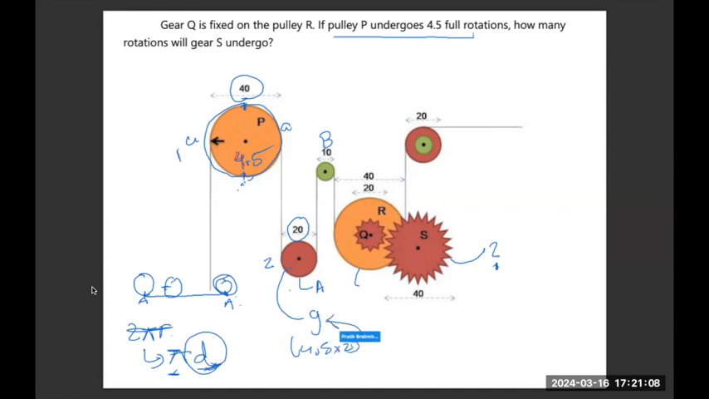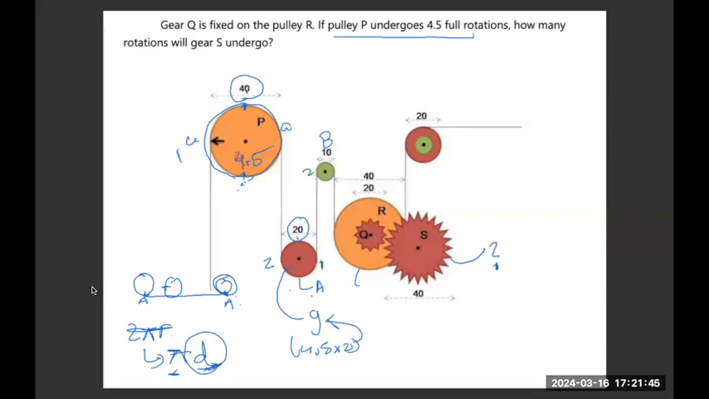Similarly, between A and B, the same relationship applies. The diameter of B is half that of A, which means when A is undergoing 1 rotation, B will be undergoing 2 rotations, like we established here. This one was 40, this one was 20. The diameter of A is half that of P, which means that when P undergoes 1 rotation, A will undergo 2 rotations. Likewise, between A and B also, when A undergoes 1 rotation, B will undergo 2 rotations.